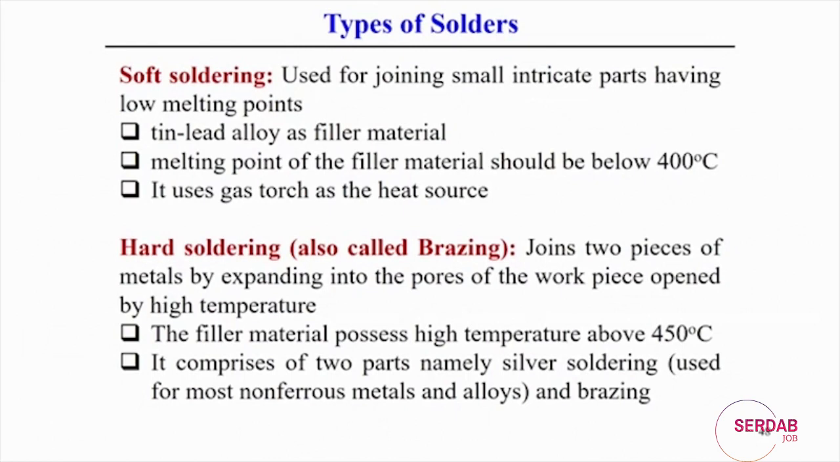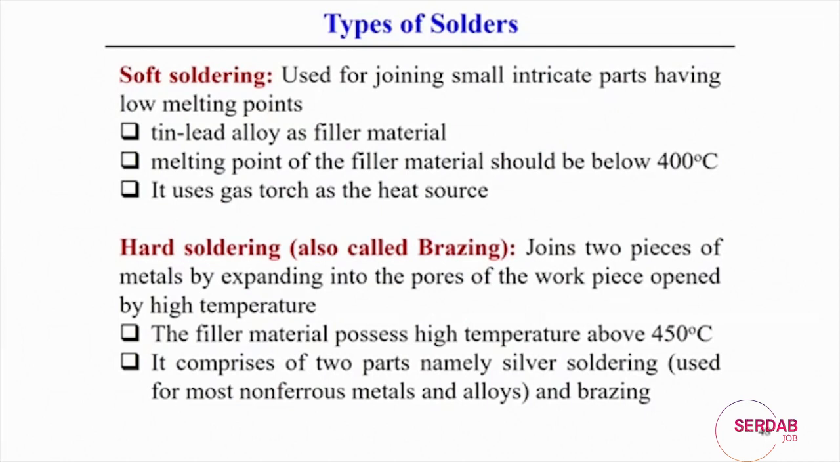Soft soldering means used for joining the small intricate parts having low melting point, that is called the soft soldering. So, melting point is low. Tin lead alloy as filler material can be used, and of course, the melting point of this filler material is below, around 400 degrees centigrade. And then in this case, to locally melt that filler material, we generally use the gas torch as a source of the heat. So, a typical characteristic of soft soldering, in general, is that the operation is done at the lower side, below 400 degrees centigrade.